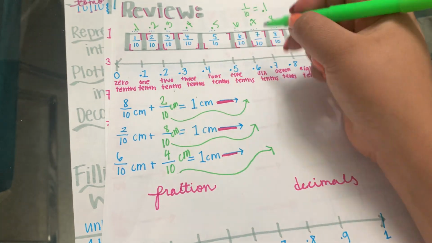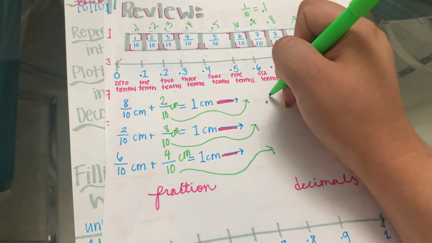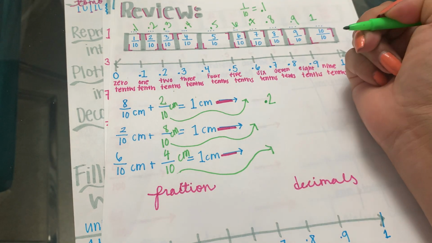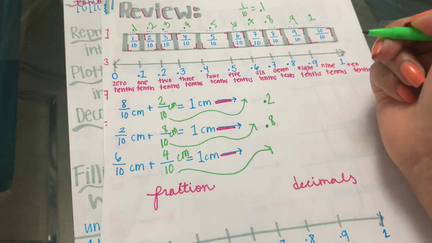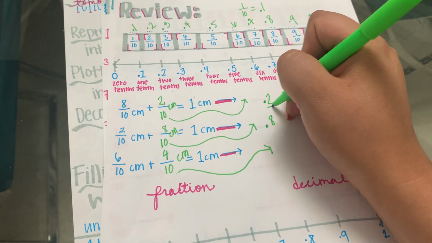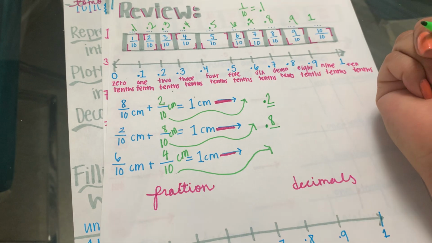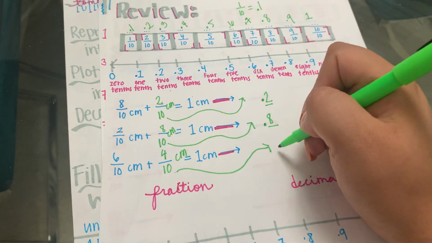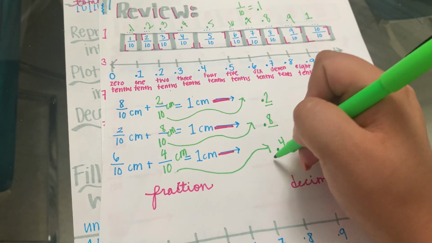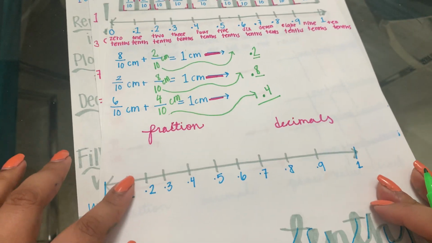So 2 tenths as a decimal would be 0.2. 8 tenths as a decimal would be 0.8. And that's because tenths is the first place value after the decimal. 4 tenths as a decimal would be 0.4. So that is how you would do that.